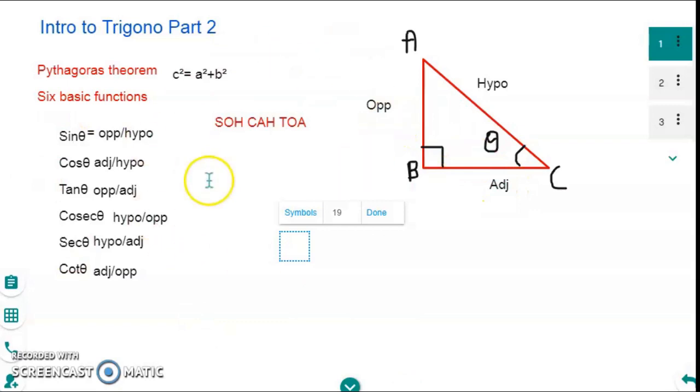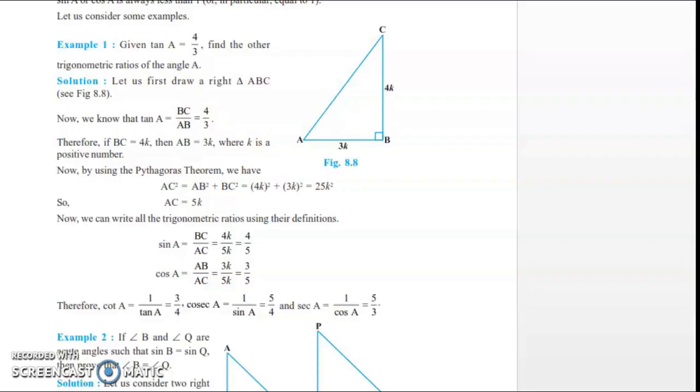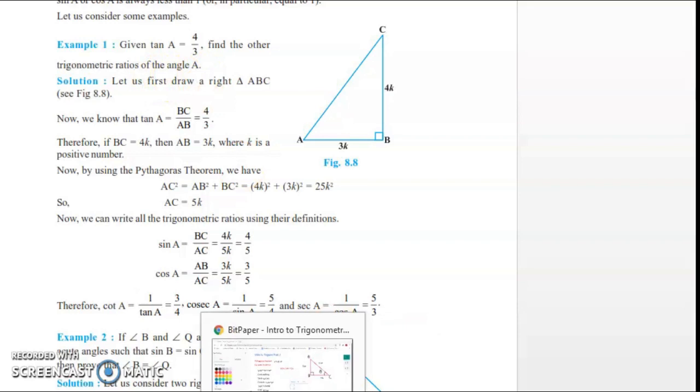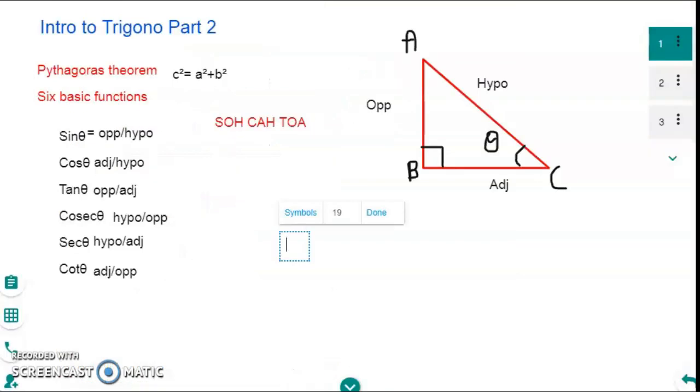So this is how we do it. Now let's go into your textbook and start with problem number 1, which is this. Given that tan A is equal to 4 by 3, find the other trigonometric ratios of the angle. So tan A is equal to 4 by 3, right?